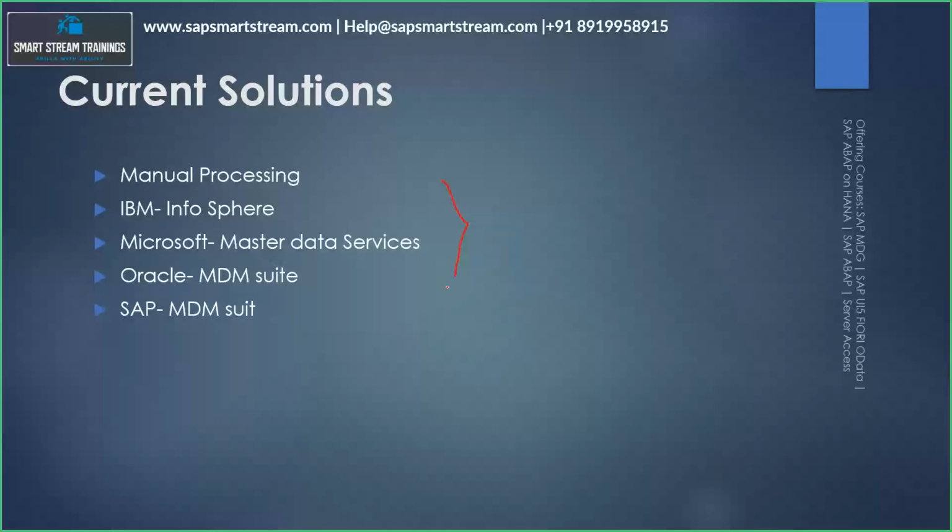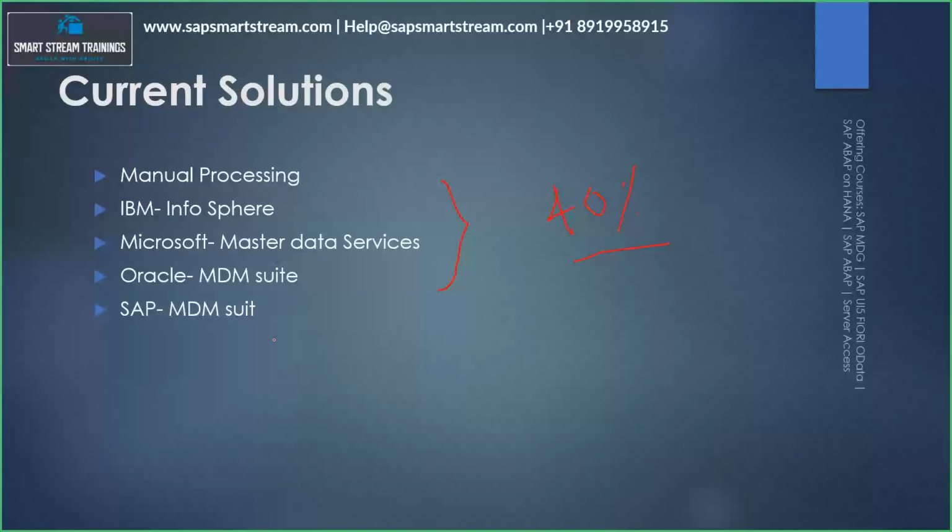So these three solutions, IBM, Microsoft and Oracle, also provided master data standard solutions. But using these solutions, we can maintain only 40% data accuracy, not 100%. There might be a chance of duplicates. These solutions do not support maintaining 100% data accuracy.